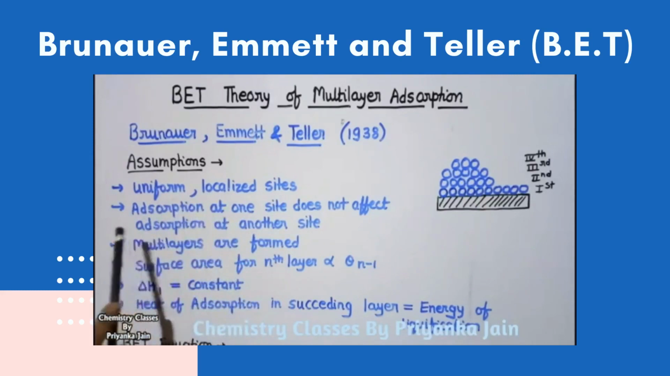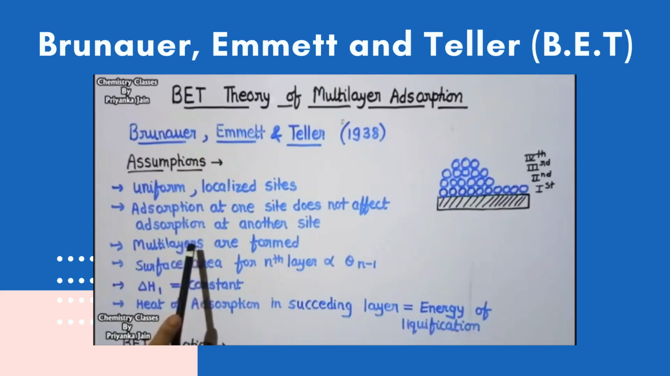But in this theory, it was assumed that multi-layers are formed. In the Langmuir adsorption isotherm, what was assumed? The assumption was that a monolayer is formed on the surface of the solid. But in this theory, it was assumed that multi-layers are formed, and the surface area for the nth layer depends upon the fraction covered of the n minus 1th layer.